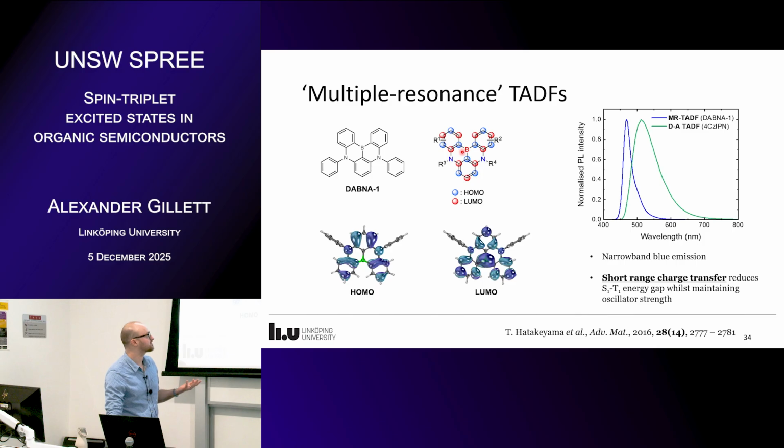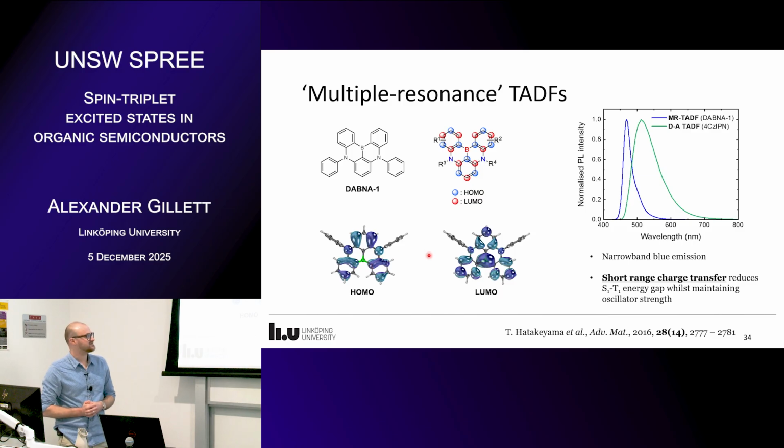get something that vaguely looks like this, with the LUMO located more on the boron in the center and on alternating atoms, and then the HOMO more on the nitrogens and so on. So you can, in a way, have your cake and eat it. You can get TADF, but also narrow emission, which is very desirable for OLEDs.